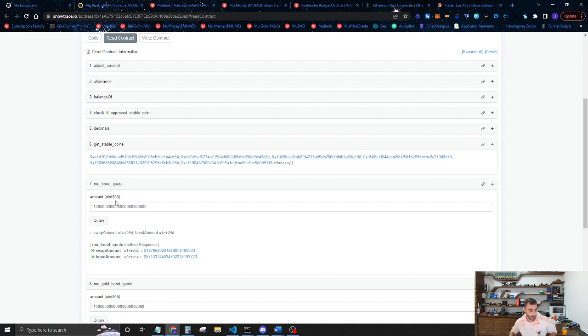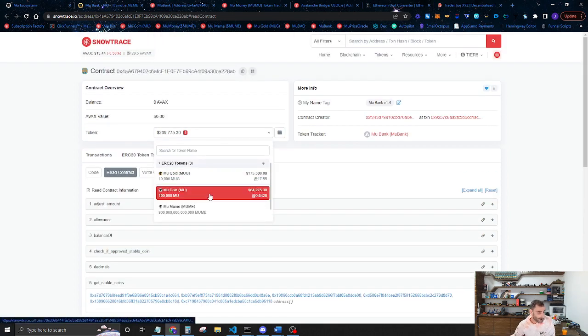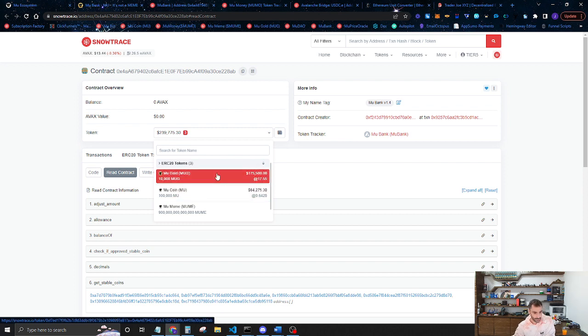So you'll get your funds instantaneously. The Mu Bank will essentially take your stablecoin and then send you the Mu coin. The only way you can do it is however much you're wanting to bond. The Mu Bank does actually have to have that in its reserves though. So right now we have 10,000 Mu gold we can sell and 100,000 Mu coin that we can sell. That much can actually be bonded out.